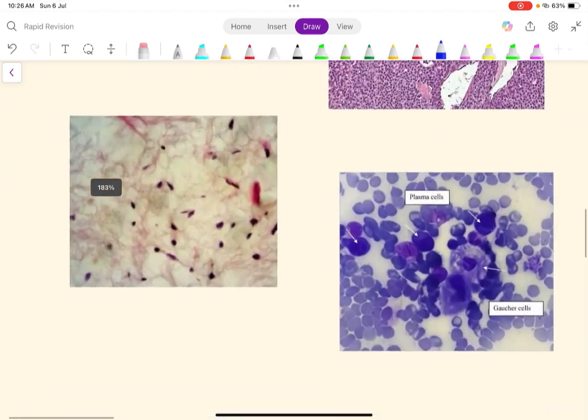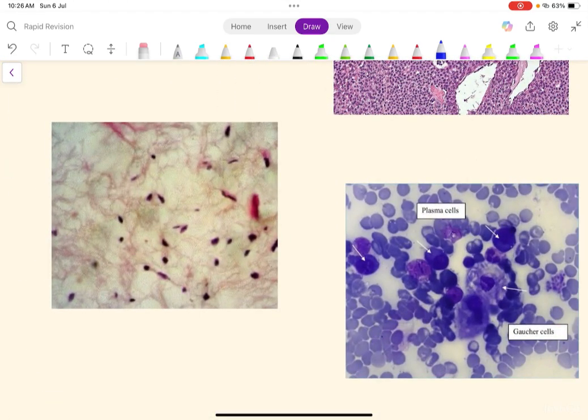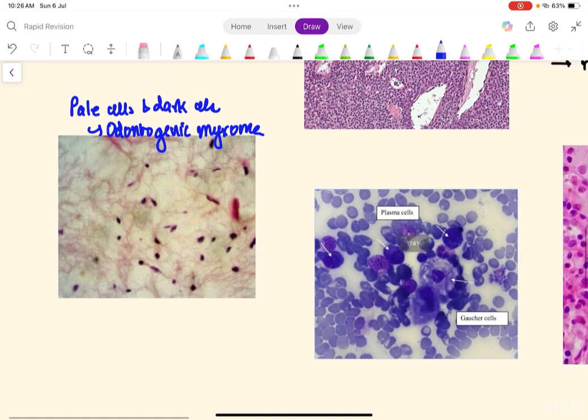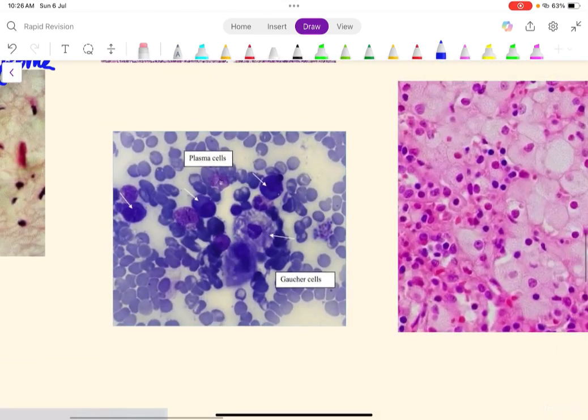Now look at this. This is characteristic. Just look at the picture. Just remember what I'm talking about. You just have to know pale cells and dark cells. Now these are seen in odontogenic myxoma. I just added the picture so you remember the description. Now this plasma cell, Gaucher cells. So these are our Gaucher cells.